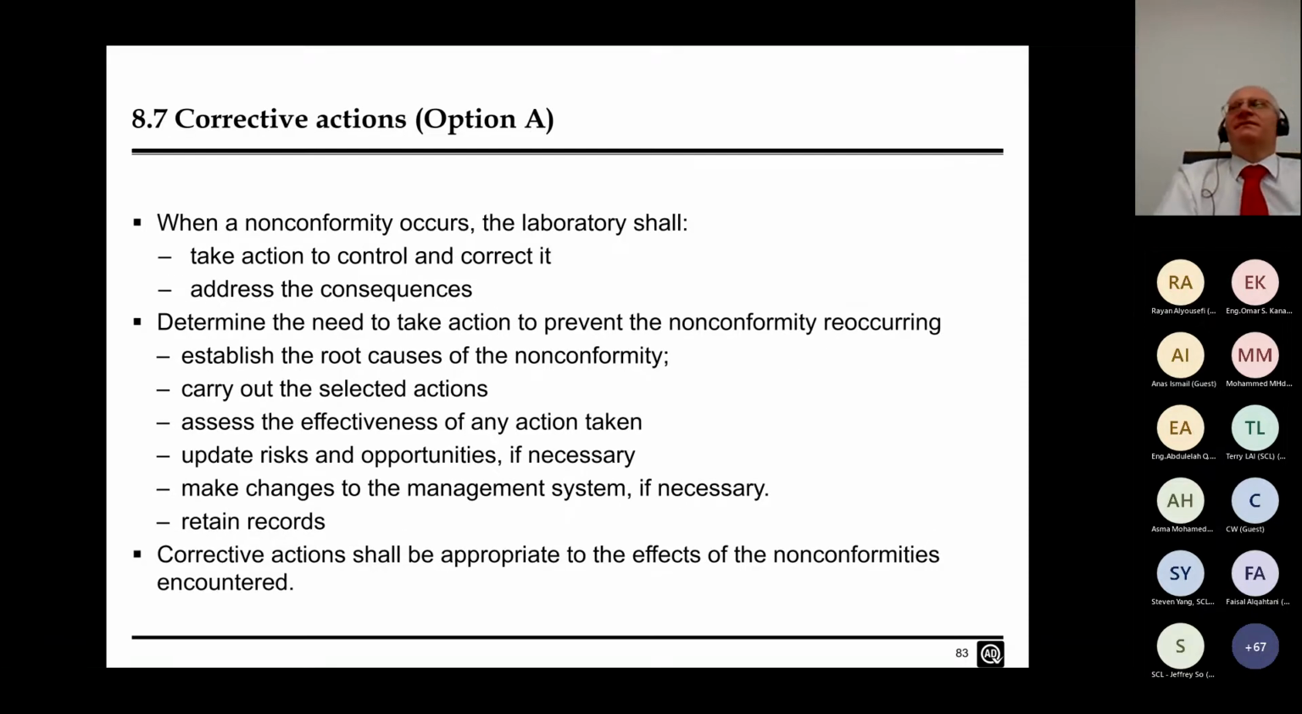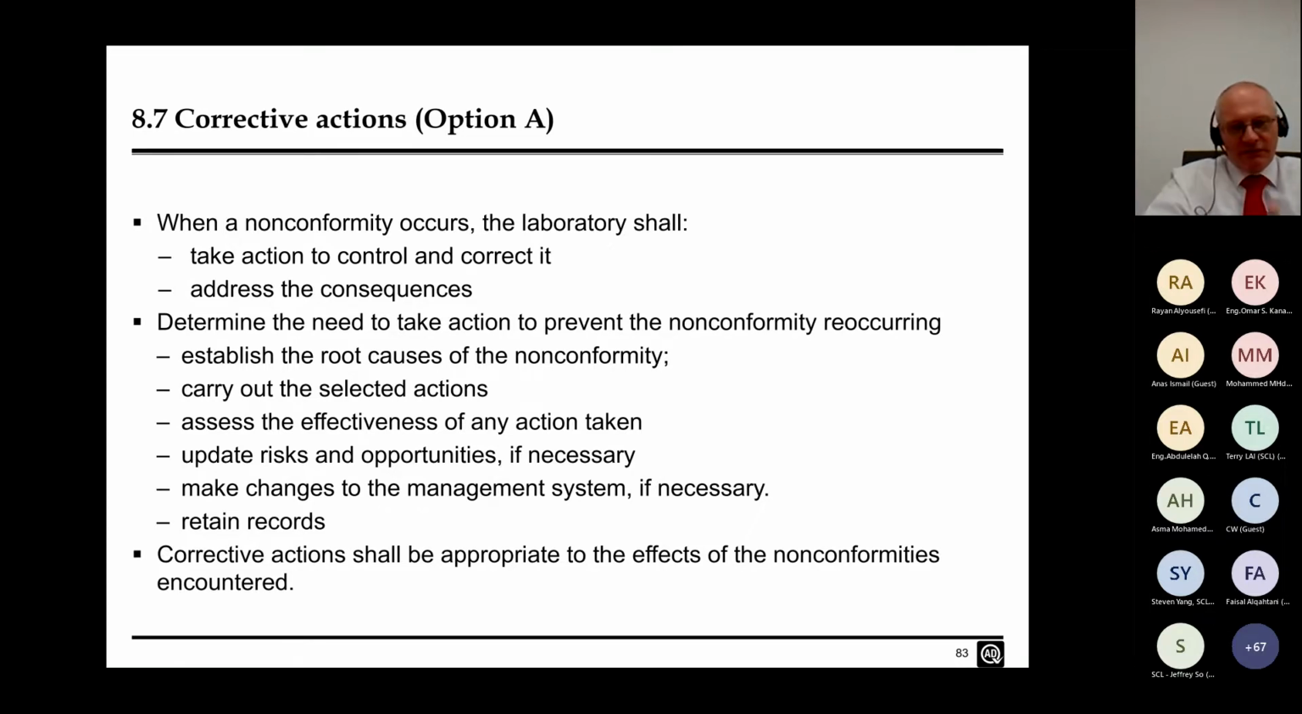Corrective actions. Something's gone wrong. You've got a non-conformity. There is something that has to be done. The corrective action will take action to control it and correct it and address the consequences. This has to be done by an appropriate person, somebody who is authorized, somebody independent of the activities that are going on. We want to take actions that prevent the non-conformity recurring. We don't just want to solve this problem, we want to stop it happening again.